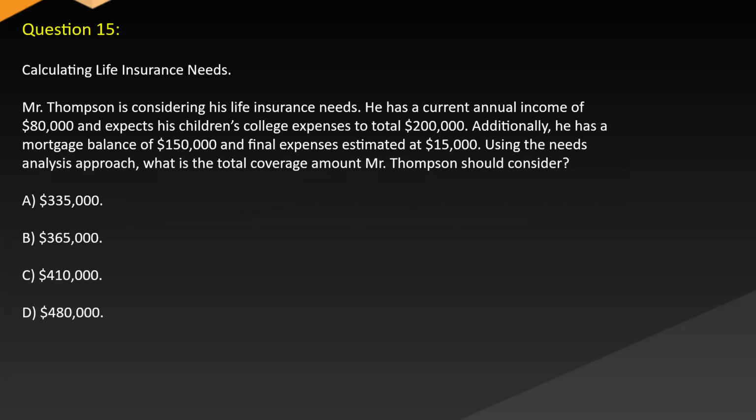Question 15. Calculating life insurance needs. Mr. Thompson is considering his life insurance needs. He has a current annual income of $80,000 and expects his children's college expenses to total $200,000. Additionally, he has a mortgage balance of $150,000 and final expenses estimated at $15,000. Using the needs analysis approach, what is the total coverage amount Mr. Thompson should consider? A. $335,000. B. $365,000. C. $410,000. D. $480,000.